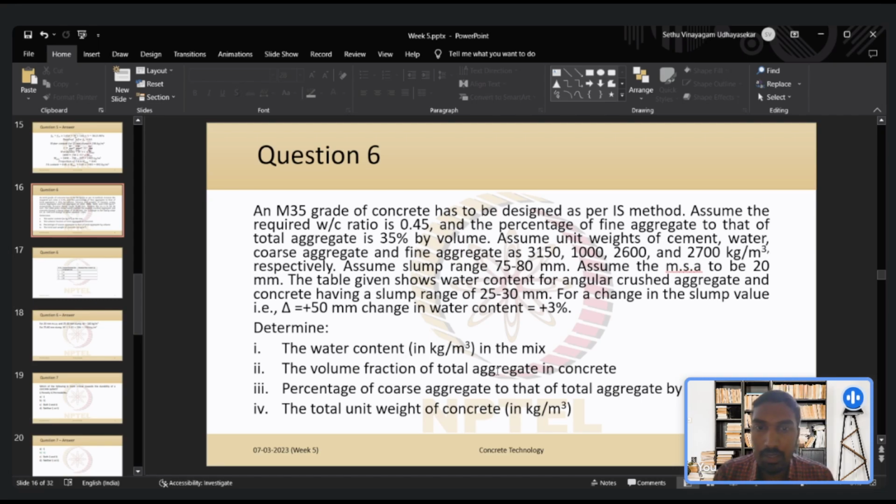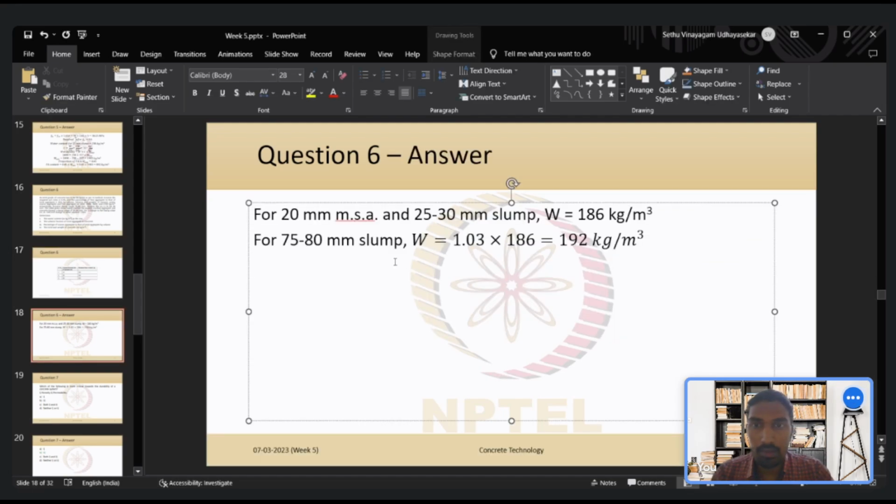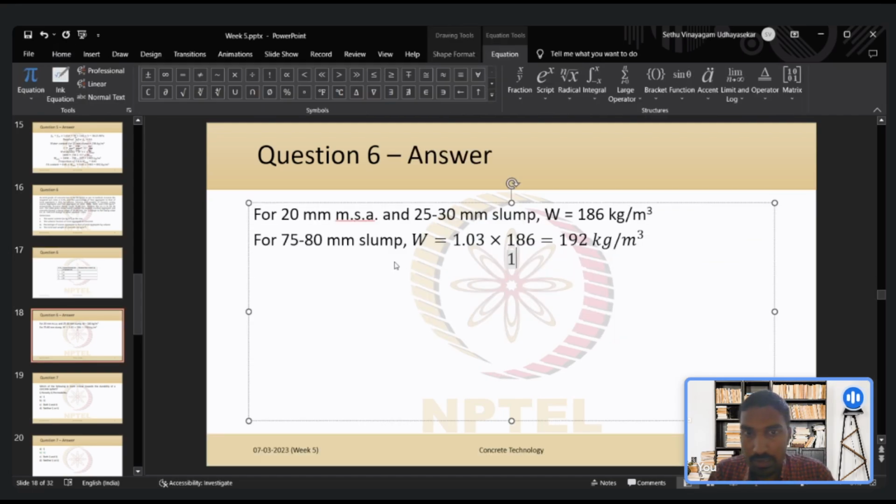So for that we need to know, if we take the total volume as 1, we need to subtract the volume fractions of the other components, which are water and cement, to find out the volume fraction of the total aggregate. Okay, so how do we do that? The total fraction is 1.